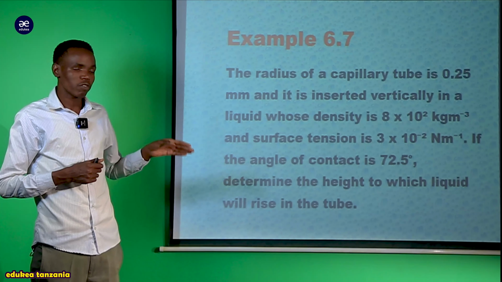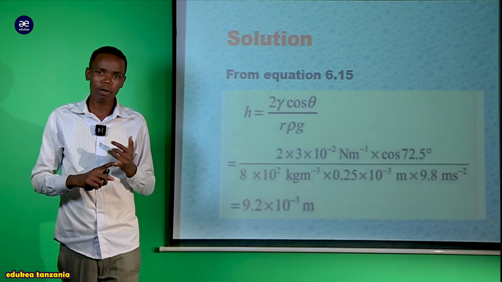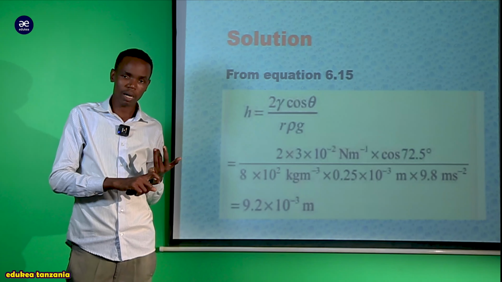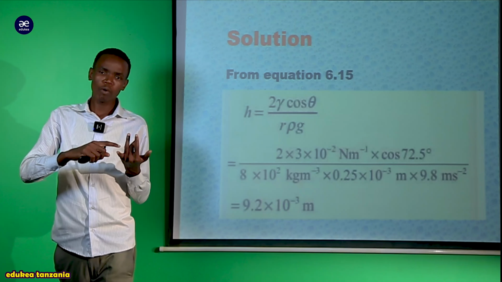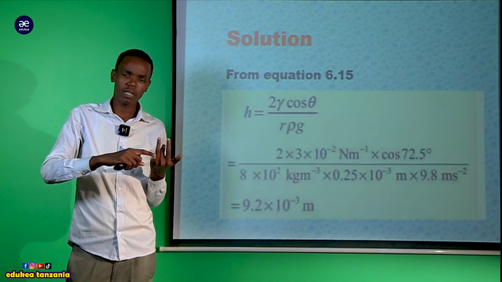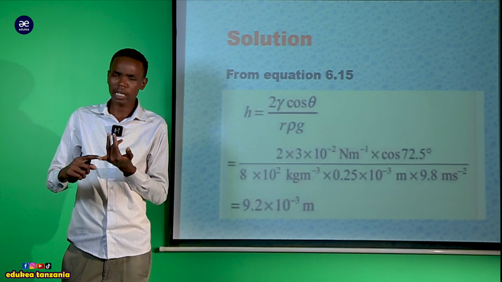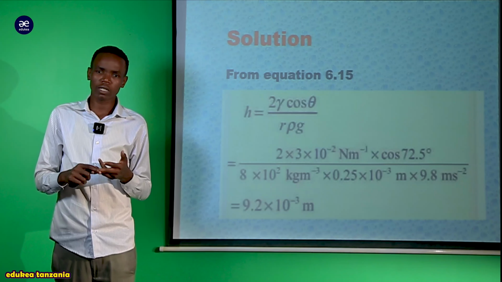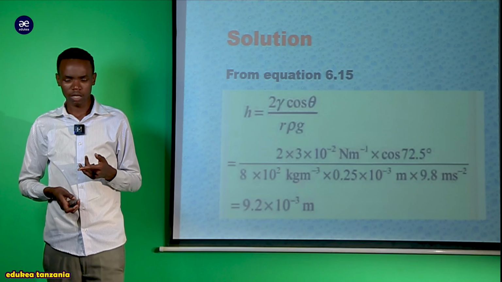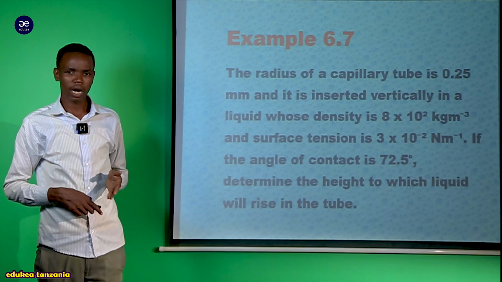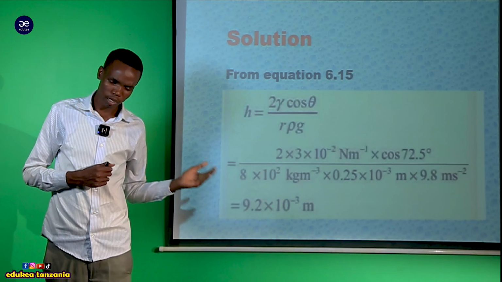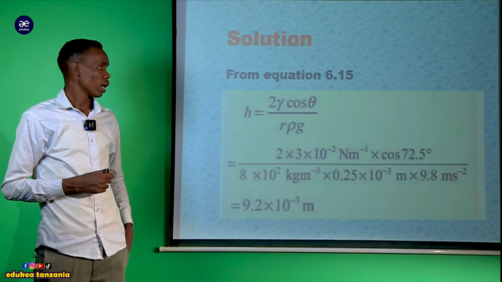So before we solve this question, the key point that we are supposed to do now is to summarize the data that we have in our example. We have been given the radius of the tube. Also, we have been given the surface tension. Finally, the angle of contact, and also the density. Now, how can we get the height? That is what we have been asked.